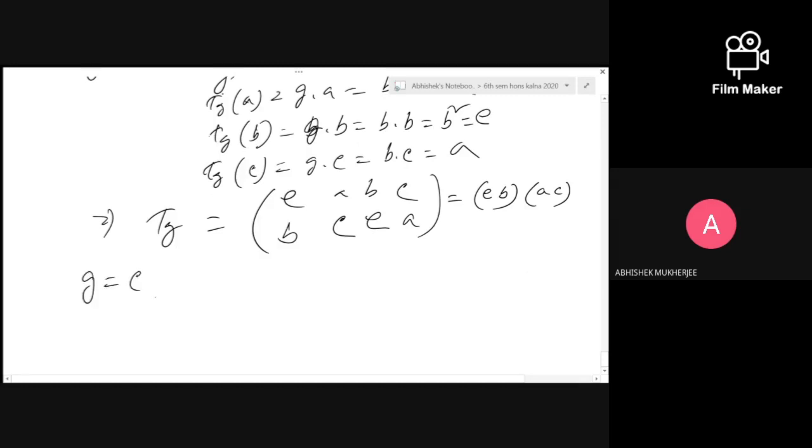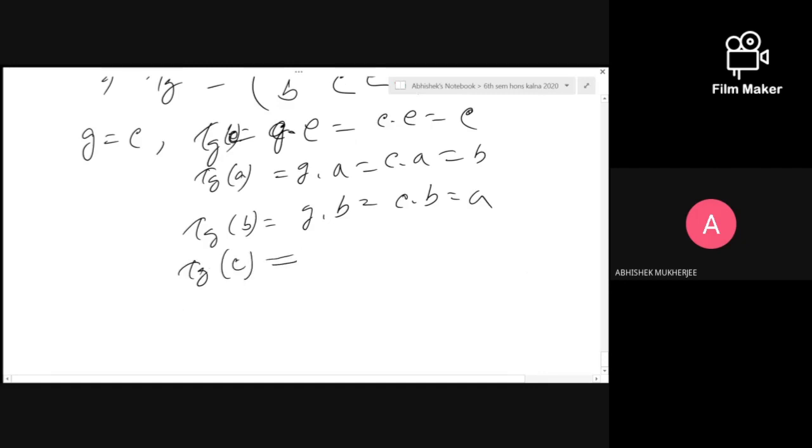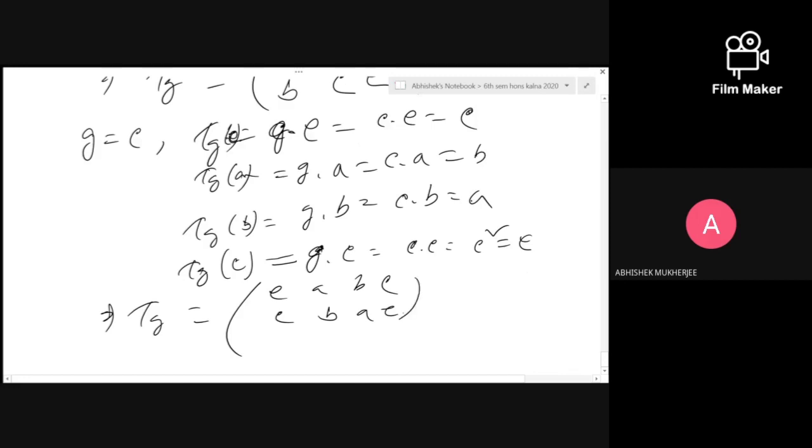Again, if G equal to C, then tau G of E is G dot E, and G is C, so C dot E, so it is C. Tau G at A is G dot A, that is C dot A equal to B. Tau G at B equal to G dot B, so C dot B equal to A. And tau G at C is G dot C, that is C dot C, C square equal to identity. So that means tau G is E goes to C, A goes to B, B goes to A, and C goes to E. So it is (E C)(A B).